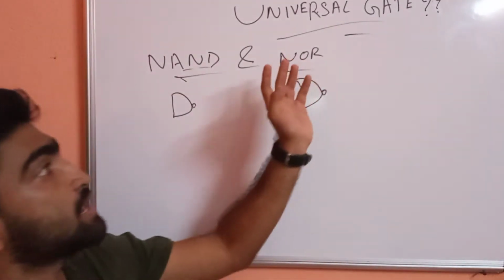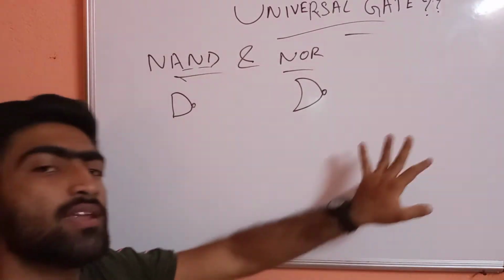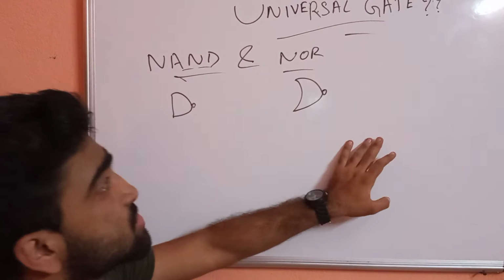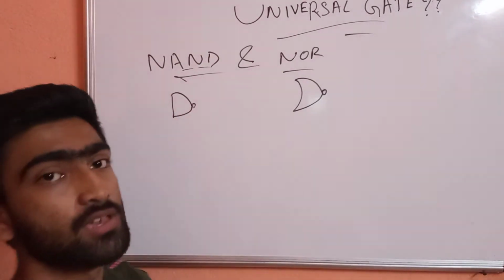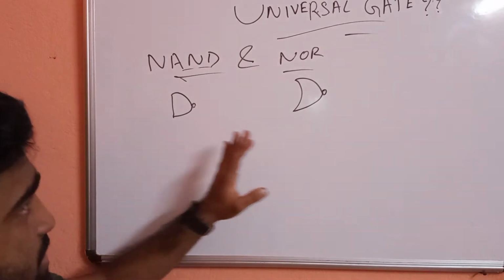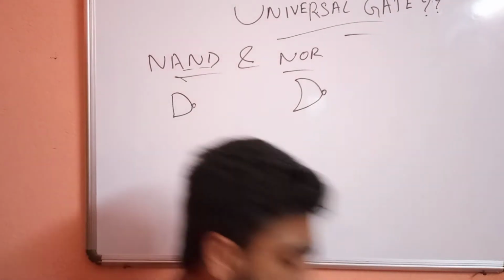Now, why are they called universal gates? It is because we can realize any Boolean expression possible using NAND and NOR only. We can express any Boolean expression using these two. Now I will show you how.